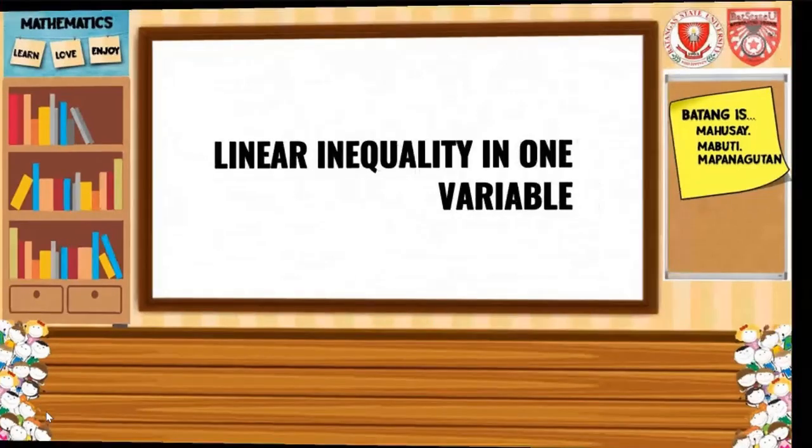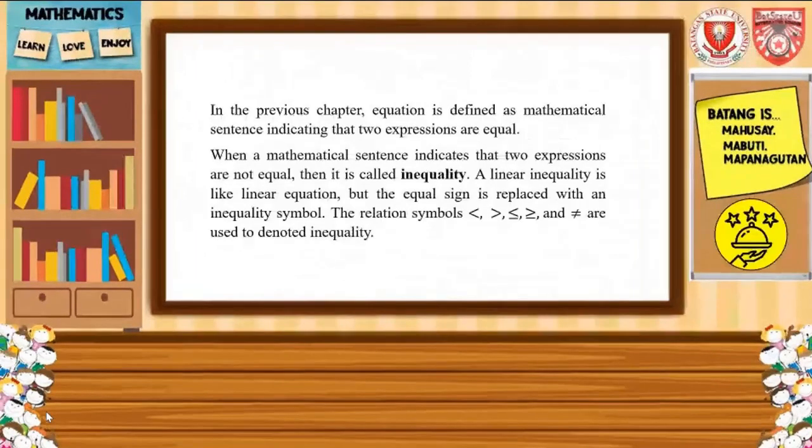In the previous chapter, an equation is defined as a mathematical sentence indicating that two expressions are equal. When a mathematical sentence indicates that the two expressions are not equal, it is called an inequality. A linear inequality is like a linear equation, but the equal sign is replaced with an inequality symbol. The relation symbols less than, greater than, less than or equal to, greater than or equal to, and not equal are used to denote inequality.